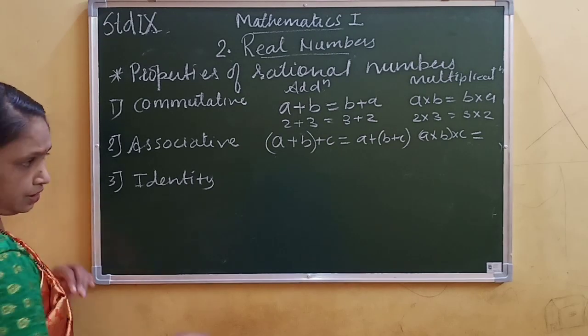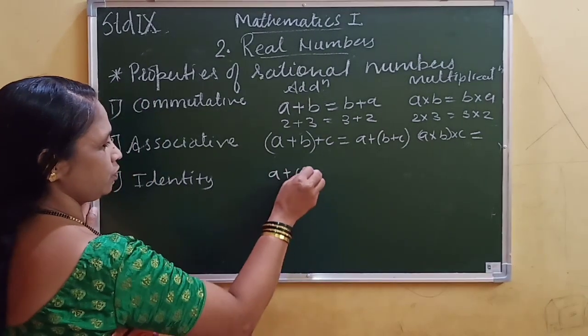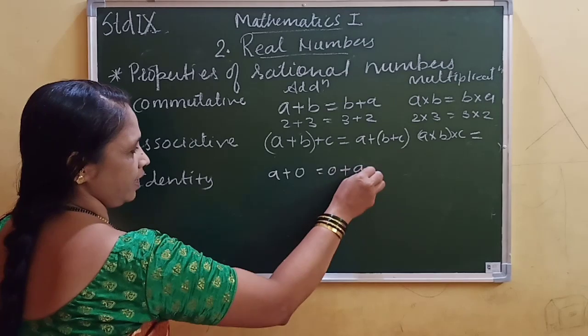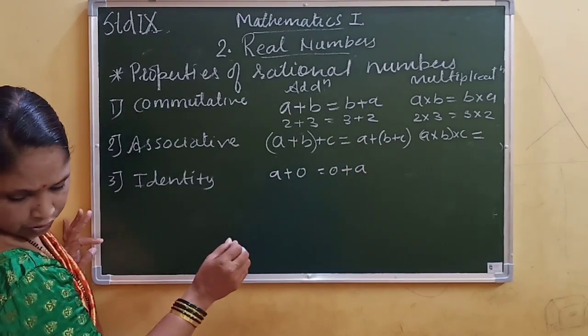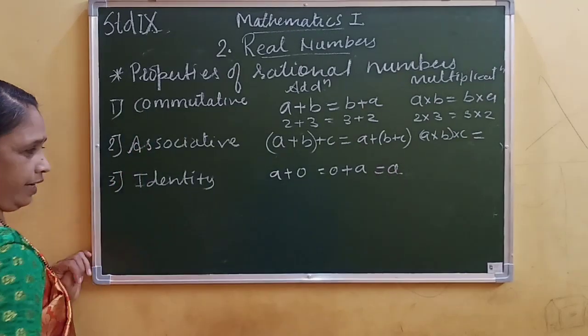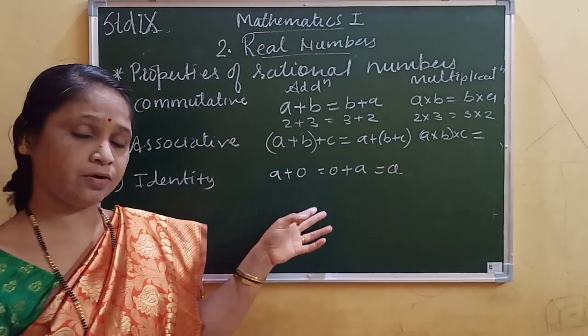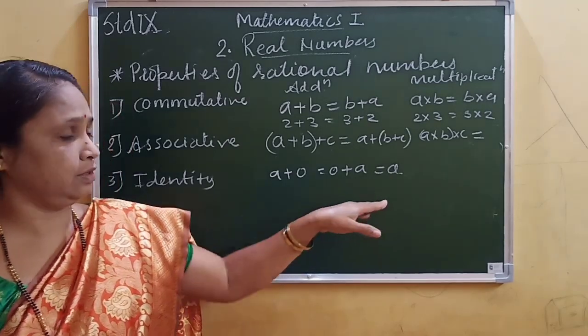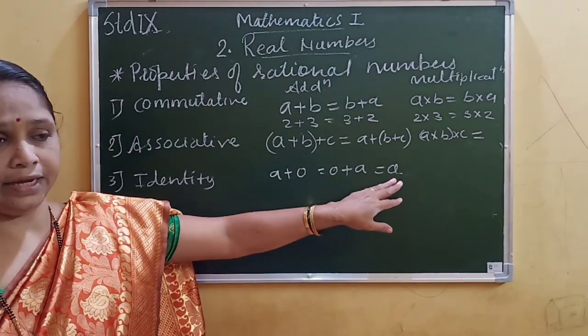Identity of addition is what? A plus 0 is equal to 0 plus a, which will be equal to a. Means either a plus 0 or 0 plus a, when you add, your sum is a only.